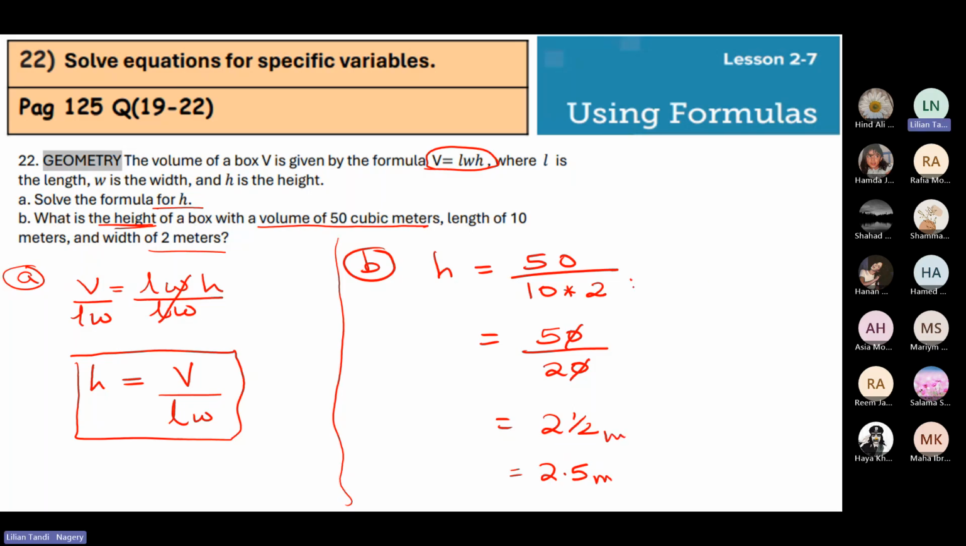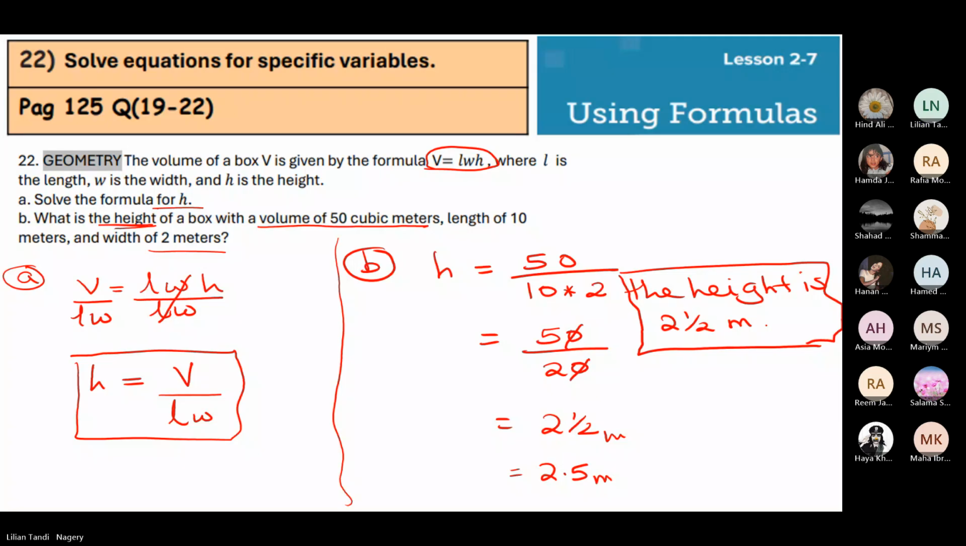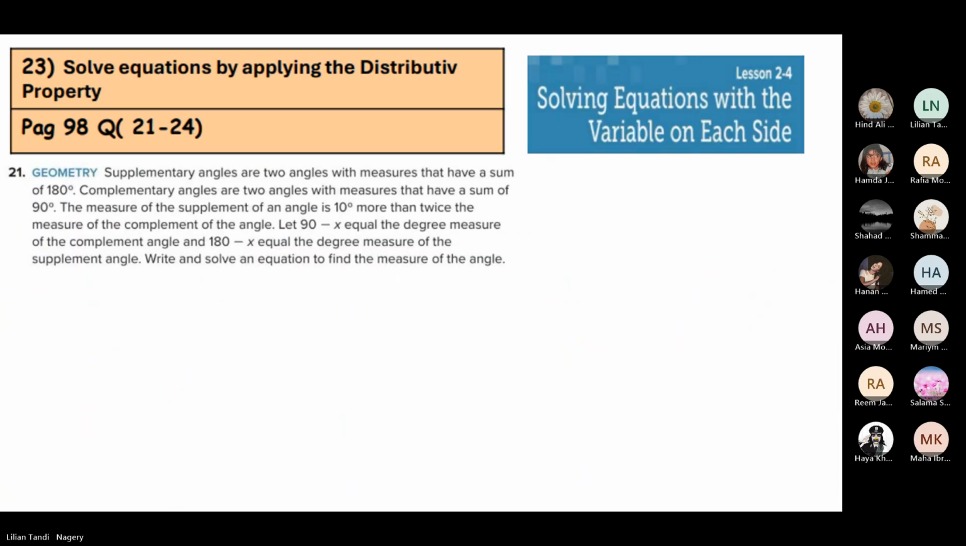Then you say the height is 2.5 meters. Or you can write it in decimal because you have shown how you got the decimal. Okay?